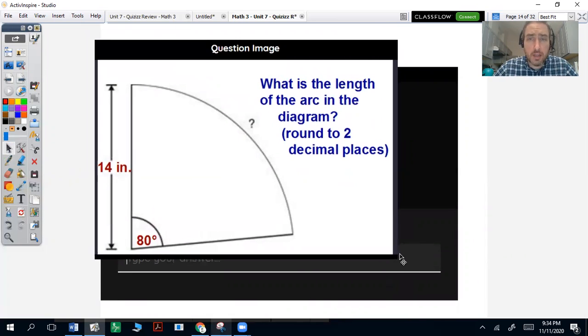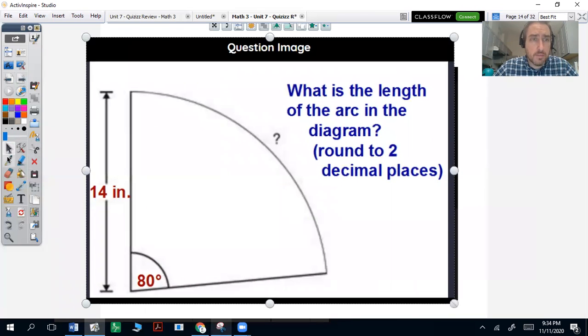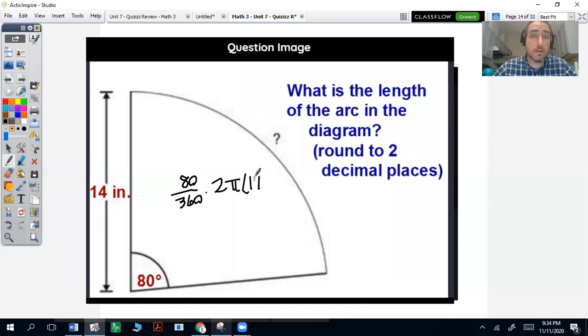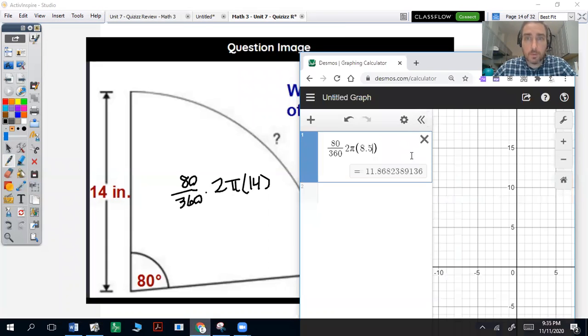We got our degree, we got our radius, everything's there. All we have to do is work it out. So degree over 360 times 2 pi r, so 2 pi times 14. Everything's there for you. 80 over 360 times 2 pi r, to 2 decimal places. 80 over 360, 2 pi, what was the radius? Times 14.